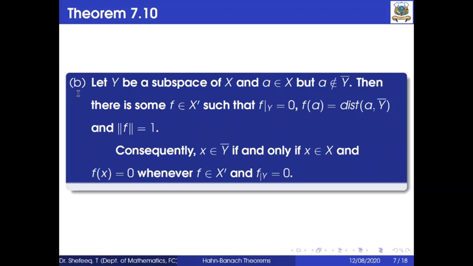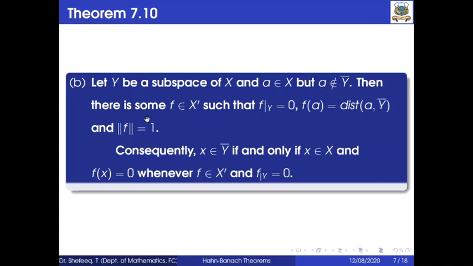Next, part B of theorem 7.10. Let Y be a subspace of X and a belongs to X but a does not belong to the closure of Y. Then there is some f belongs to X dash such that the restriction of f to Y equals 0, f of a equals the distance of a from the closure of Y, and norm f equals 1. Consequently, x belongs to the closure of Y if and only if x belongs to X and f of x equals 0 whenever f belongs to X dash and the restriction of f to Y equals 0.